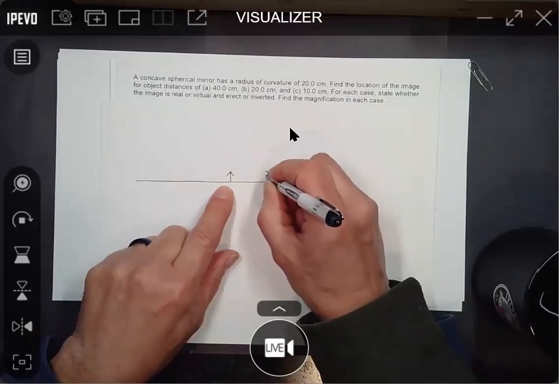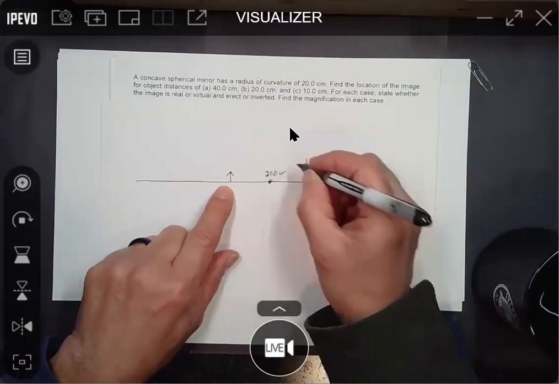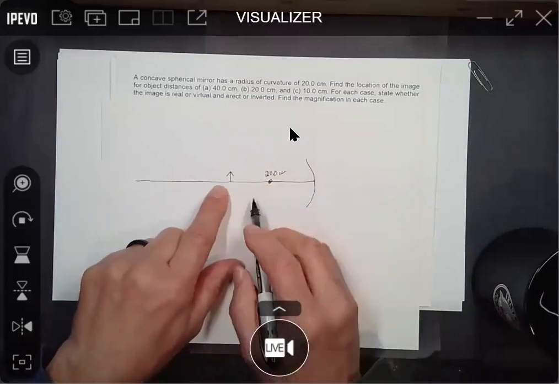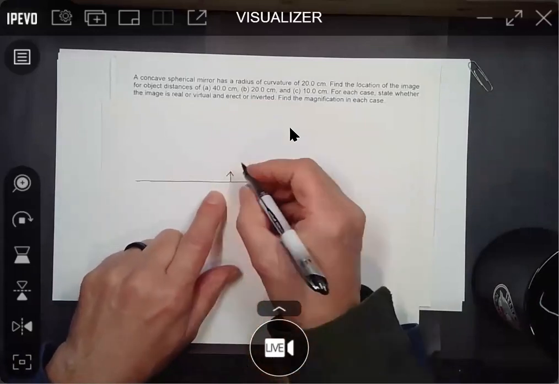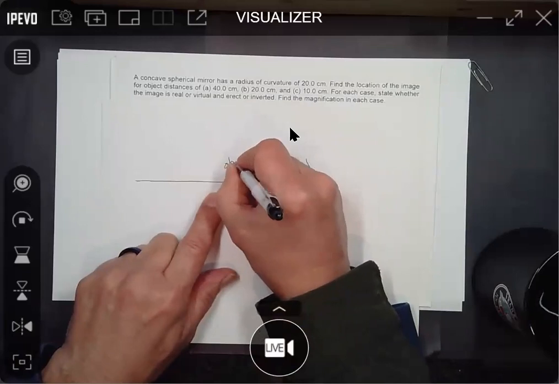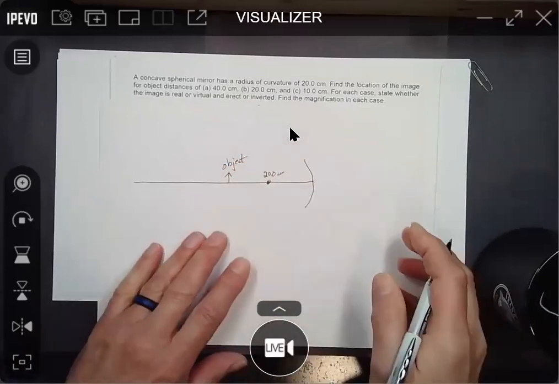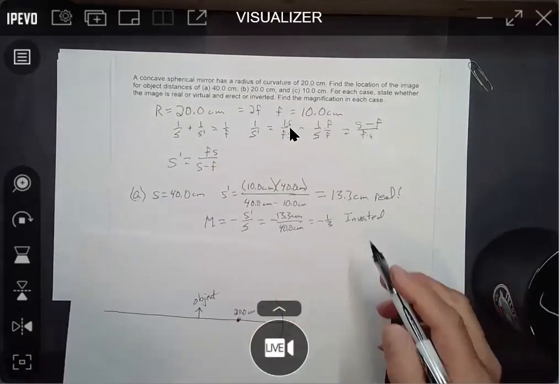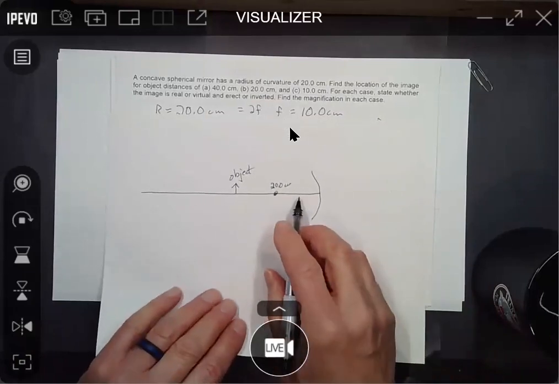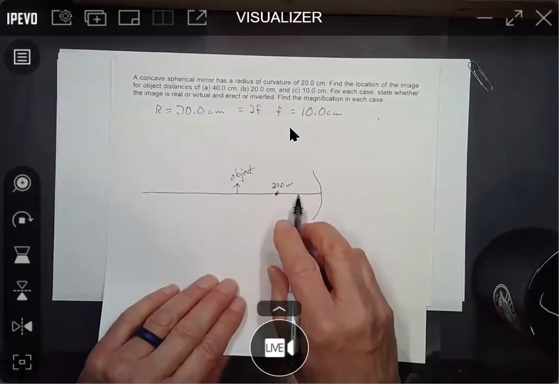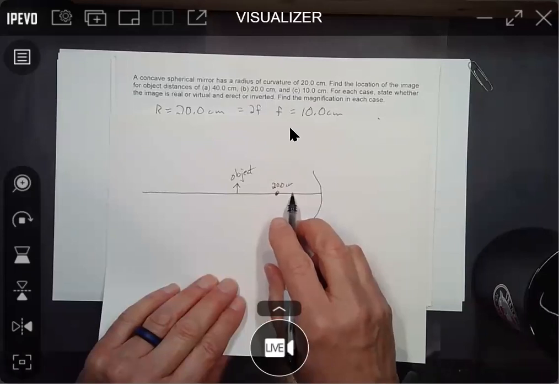Nope, that's the radius of curvature. It's 20 centimeters. The focal length is halfway in there. But anyway, there's my object. And I figured out that the image was 13.3 centimeters here. Here's that. It's going to be out about here.